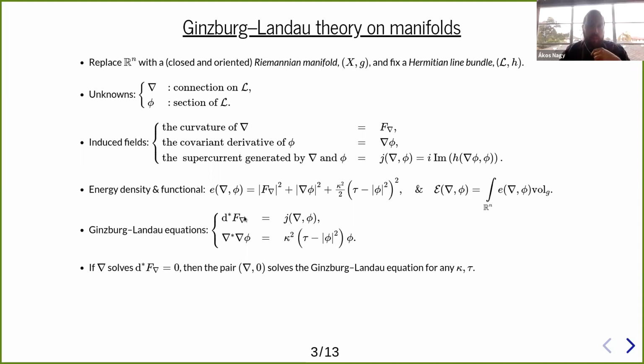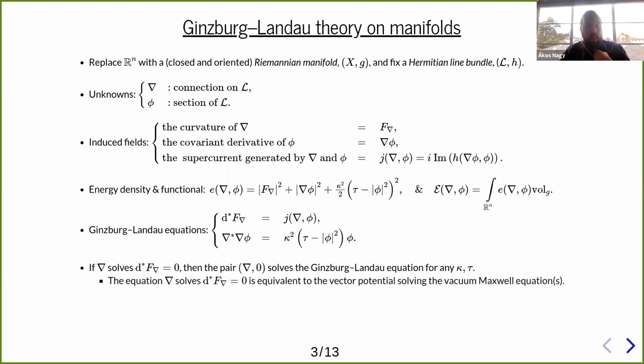If you have a nabla such that D star F nabla, which is kind of like a negative divergence, is 0, and you pair such a nabla with phi equal to 0 identically, then that will immediately be a solution. This is because the supercurrent will be 0, so the first equation is satisfied, and in the second equation, both sides are immediately 0. So in this way you can generate solutions of Ginzburg-Landau, but these are, in a sense, the trivial solutions. Physically they correspond to an electromagnetic field, because D star F equals 0 is Maxwell's equation in compact form. But there's no superconductivity because phi is everywhere 0. Because of that, we call it a normal phase solution, because the material is said to be in a normal phase as opposed to the superconducting phase.